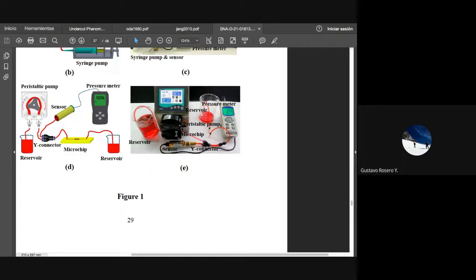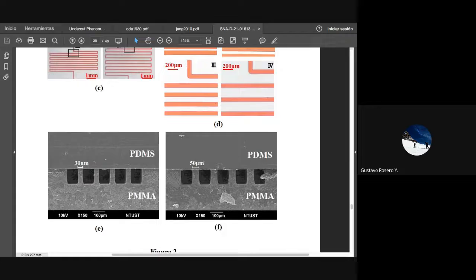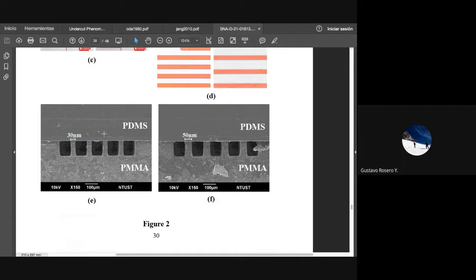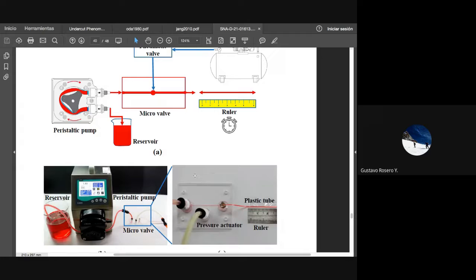Okay, the first experiment. The first thing they perform is building different micromixers in order to see if they lose fluid, or how flow depends on the pressure. This is the difference. This is the same photograph between the methyl methacrylate and PDMS, and the channels are bigger. Let me show you.